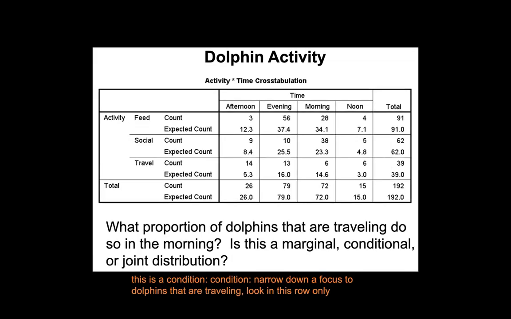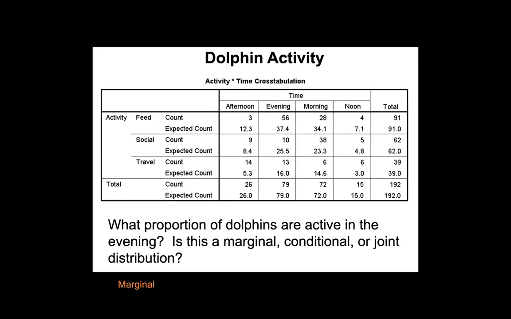What proportion of dolphins are traveling in the morning? Is this a marginal, conditional, or joint distribution? So here we have a conditional distribution because the condition is that we narrow down a focus to dolphins that are traveling. That is our condition. And we look at one row only. What proportion of dolphins are active in the evening? Is this a marginal, conditional, or joint distribution? This is a marginal distribution because we look at the total that are active in the evening.